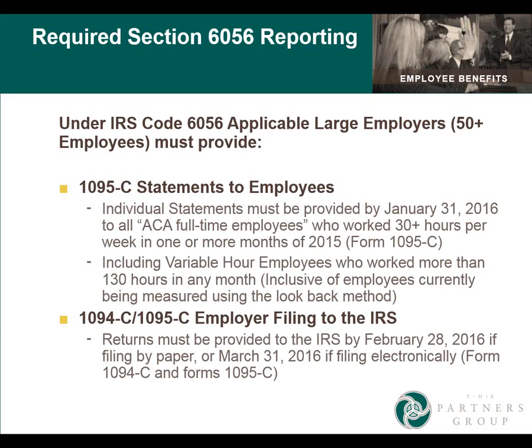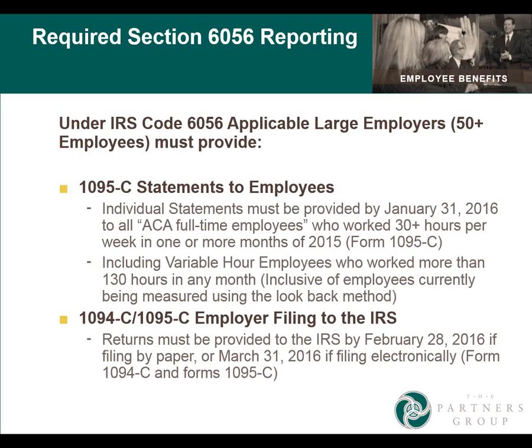So, diving right in, the required section 6056 reporting. Under IRS Code 6056, applicable large employers are employers with 50 or more full-time employee equivalents. Looking at all of those who registered for the seminar, I can safely say that every single school district registered to participate is an applicable large employer. So we're not going to spend time talking about how you determine whether or not you're a large employer. For the purposes of this webinar, all that are on this call are large employers.